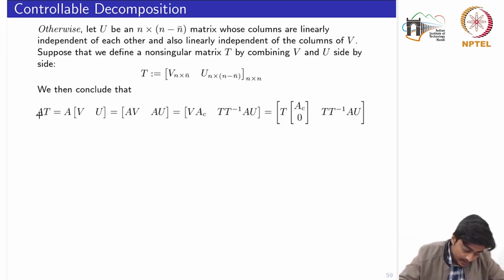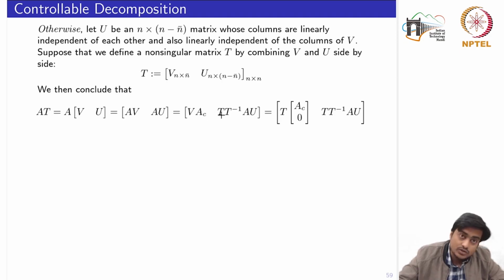Now see here that the multiplication of the matrix A into T I can write as A into V U, taken from above. And since both of them are matrices, I can individually multiply this matrix with these matrices. So I would have AV and AU. AV, by using that property, I can write as V into AC.